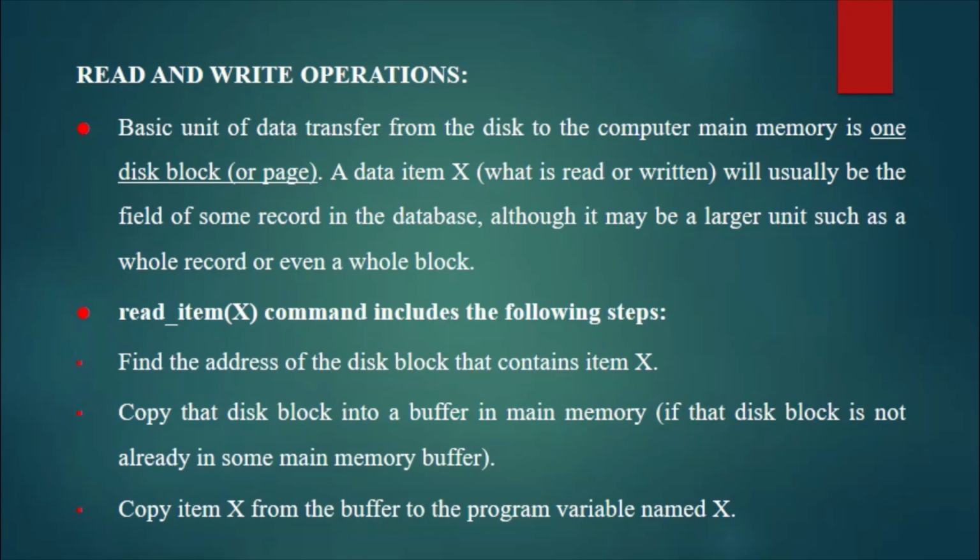Now, in depth and detail, we will learn how the read operation is performed along with the write operation. In the last slide we saw read_item(X), where we read the data item X from the database. When we pass this read_item(X) command, it includes the following steps. Step 1: it will find the address of the disk block that contains the item X. That particular disk block address will be identified.